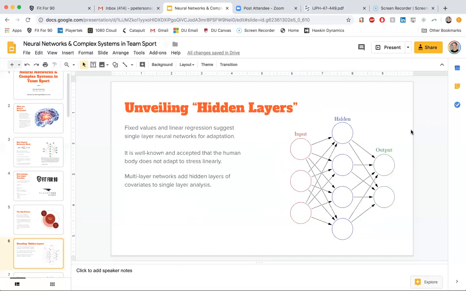So what's really interesting about this is it gets away from the whole idea of fixed values and linear regressions or your Pearson's R and those other things that you might look at in order to determine where you're going in terms of soreness. And it kind of allows you to take into consideration that the human body really doesn't adapt to stress linearly. Adding multiple layers will give you that idea that there are many confounding variables and many protective effects that you can implement or take away from in order to keep those hidden layers at bay and get you your better output.